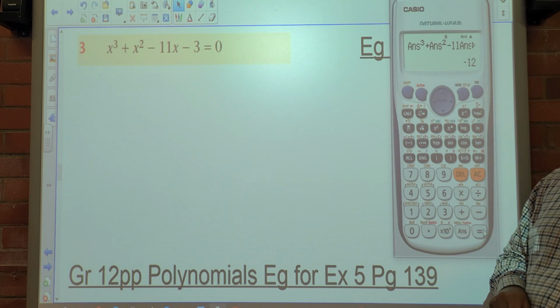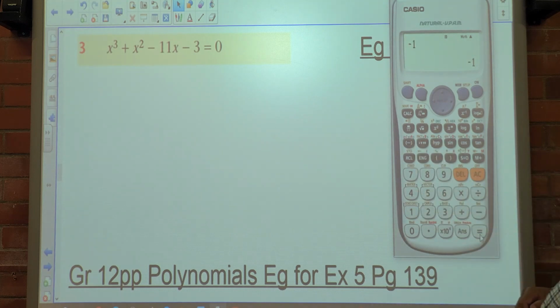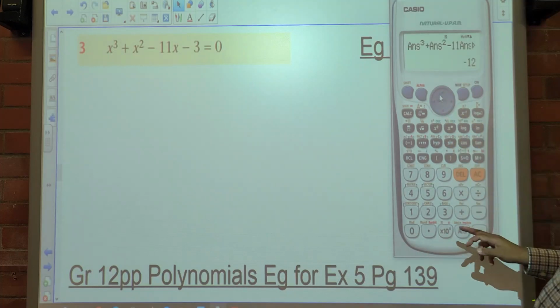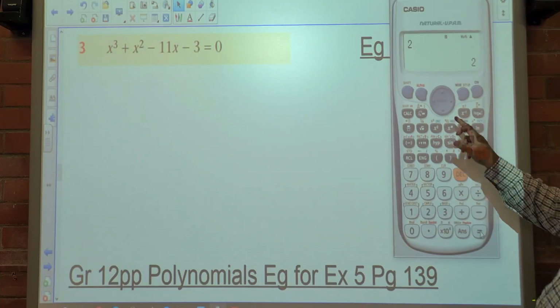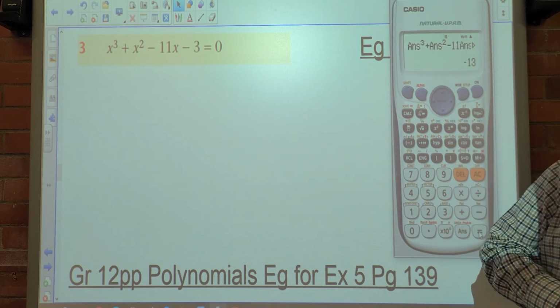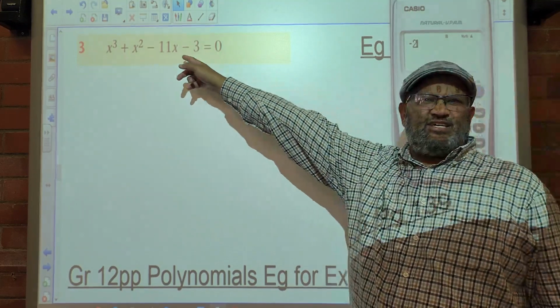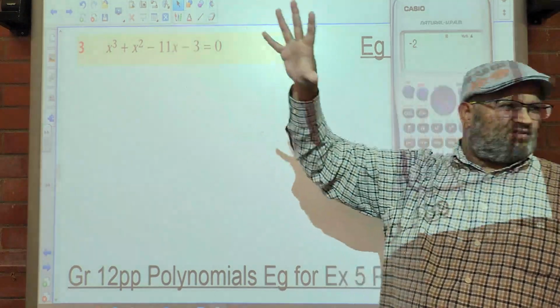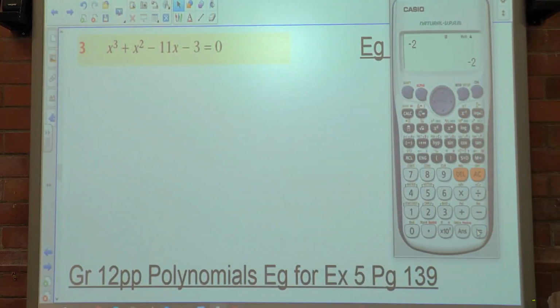So is 1 a factor? No. Now I go negative 1. Is negative 1 a factor? No. Let's go with 2 now. Is 2 a solution? No. Now I go negative 2. It's not going to work because I have this 3 here. Okay, but there's a lot of rules around that. So we make like we don't know. So we go minus 3, it doesn't work. So now I try 3.